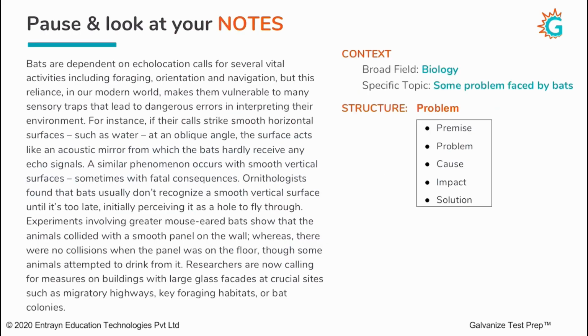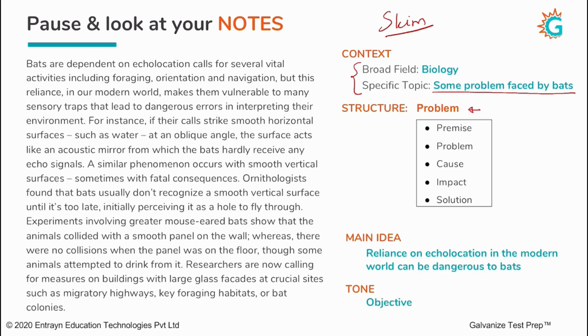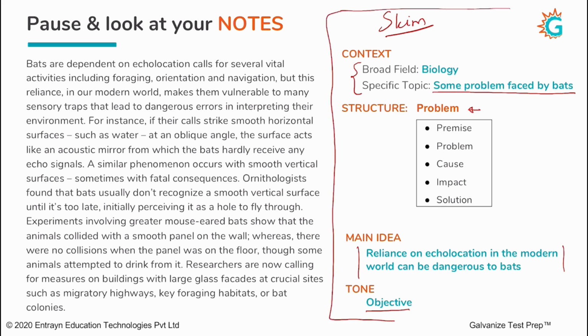Now it's time to take a quick pause and look at the notes that you've made so far. During skimming, we have established the context of the passage, there's a broad field and a specific topic. Yes. The structure of the passage is a problem structure, and the main idea of the passage is also clear to us, that reliance on echolocation in the modern world can be dangerous to bats, and the tone of the author is objective. So these are the notes that you must make when you have skimmed this passage.